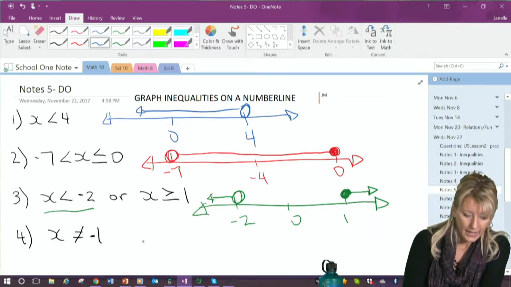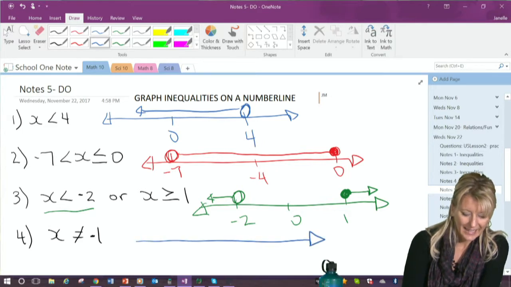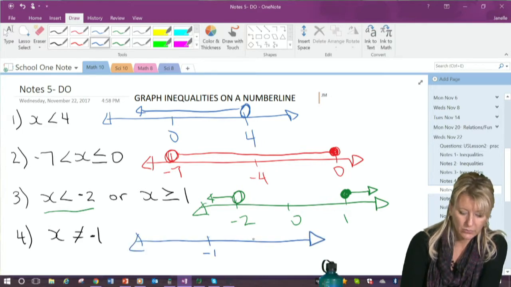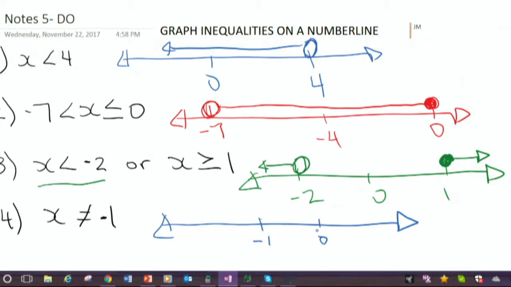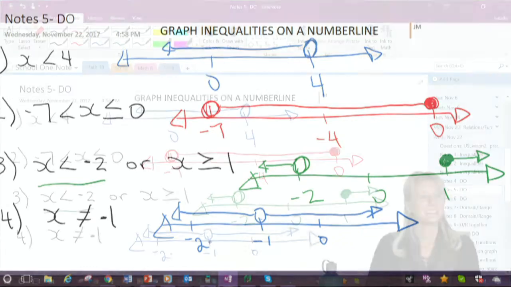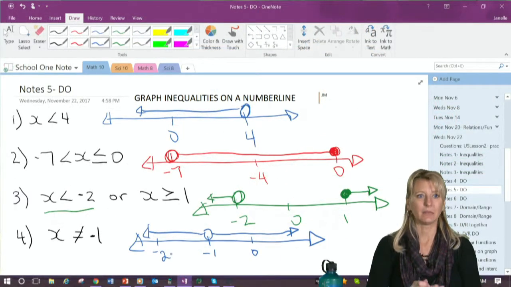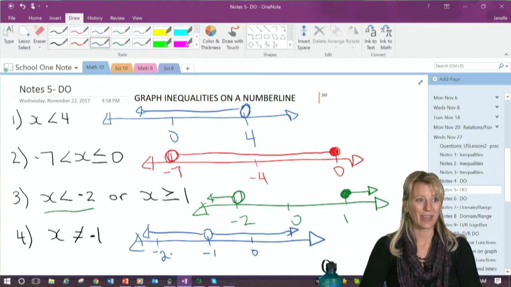And the last one. It can't be -1. So here's my -1. I'm going to put 0 in. What that means is that I put an open circle like so, and it just does that. It's like flying. It's got like wings. So it can't be -1, but it can be everything before it or after it. I hope that was a little different one.